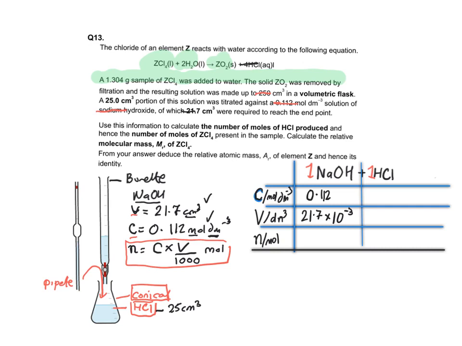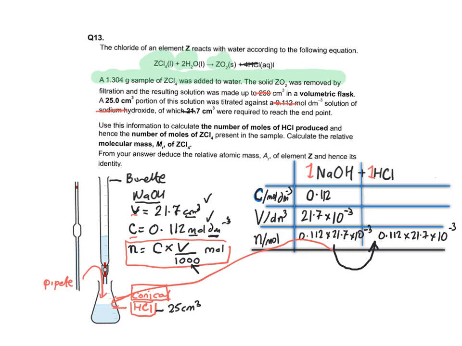Then you need to tell us that the number of moles, or the amount, of the sodium hydroxide is concentration times volume, which is 0.112 times 21.7 times 10 to the minus 3. And we know that sodium hydroxide and hydrochloric acid react in a 1-to-1 ratio, and therefore in that conical flask there had to be exactly the same amount, or number of moles, of hydrochloric acid, which is 0.112 times 21.7 times 10 to the minus 3.